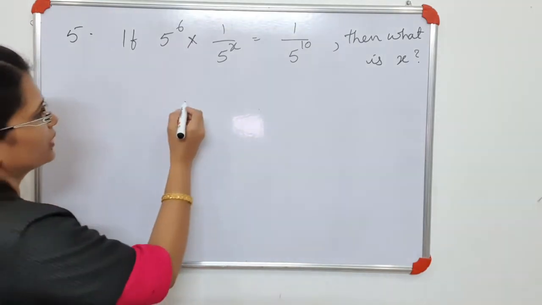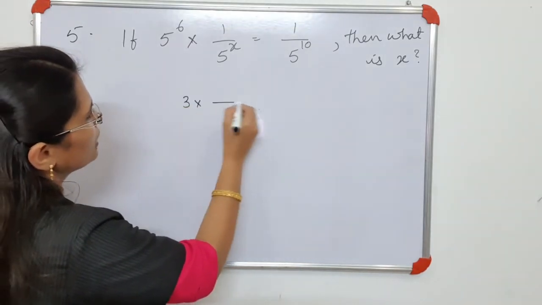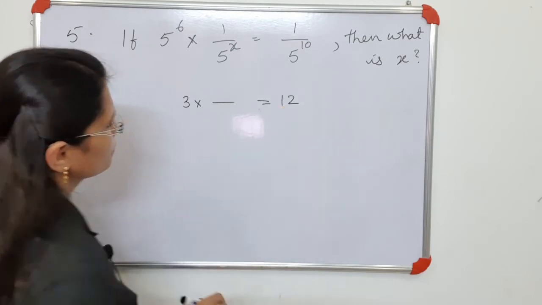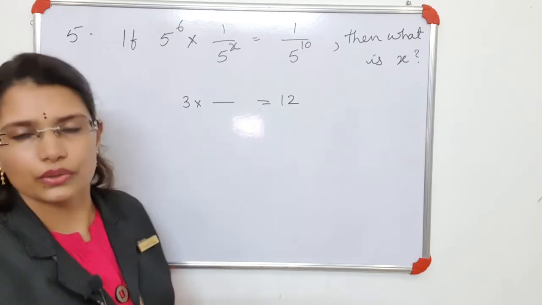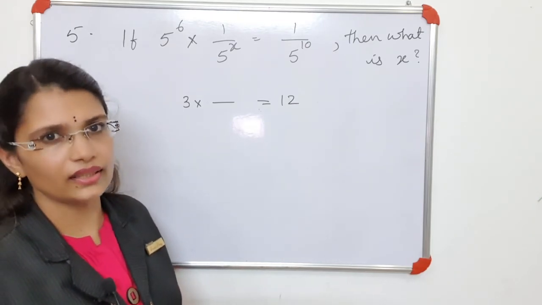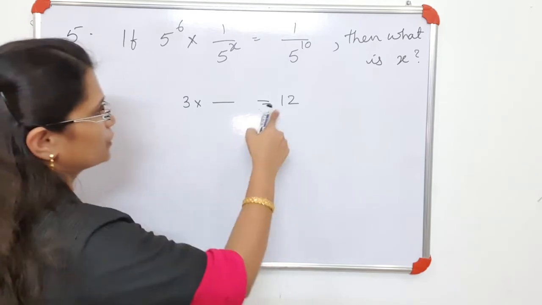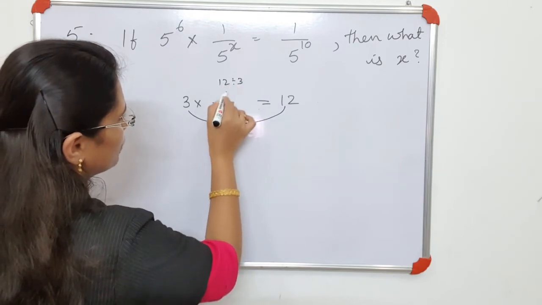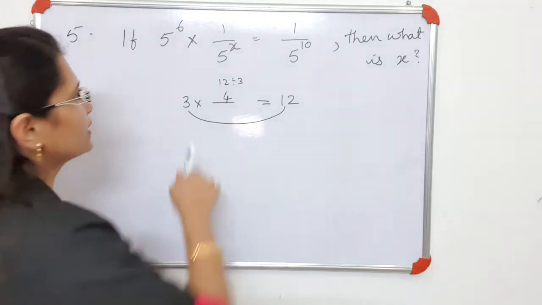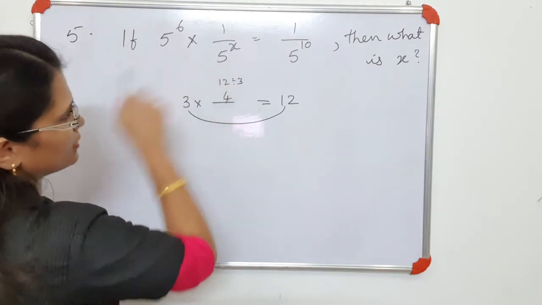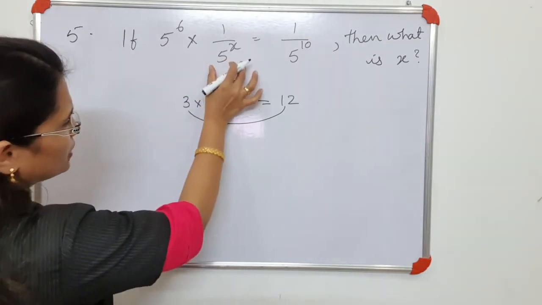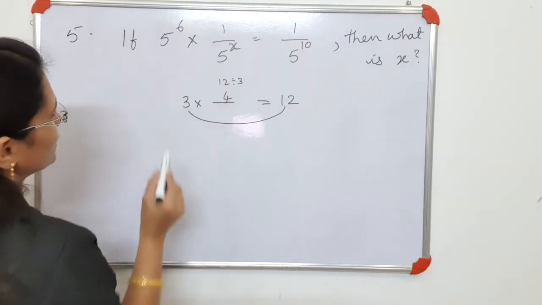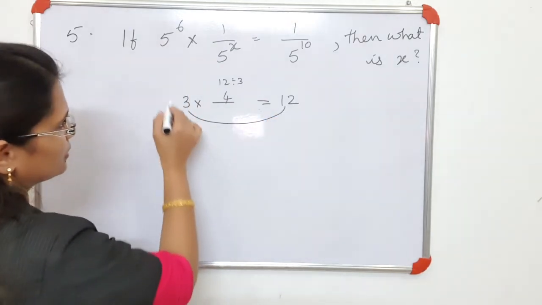So before doing that, 3 into dash is equal to 12. You know that it is 4, right? How did you get that 4? 12 divided by 3. 12 divided by 3 is equal to 4. Like that, here we need to find this x. So keep this term here and we have to write 1 by 5 raised to 10 divided by 5 raised to 6 like this. Okay.